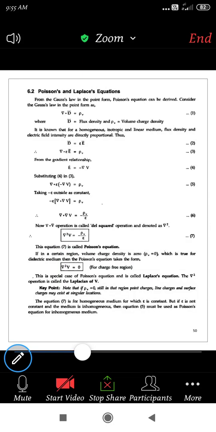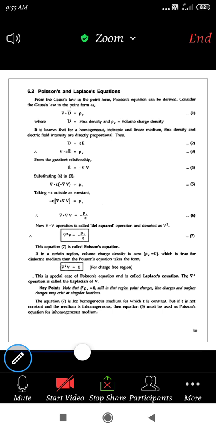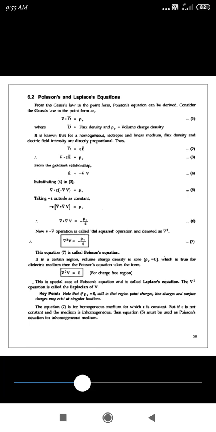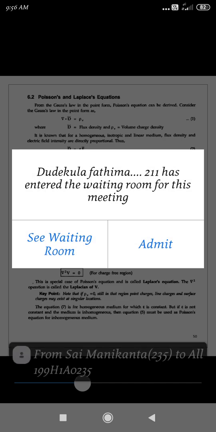The last class completed Maxwell's equations. Today in this class, we are going to discuss Poisson's and Laplace equations. Based upon the Poisson equation, we have to derive the Laplace equation.